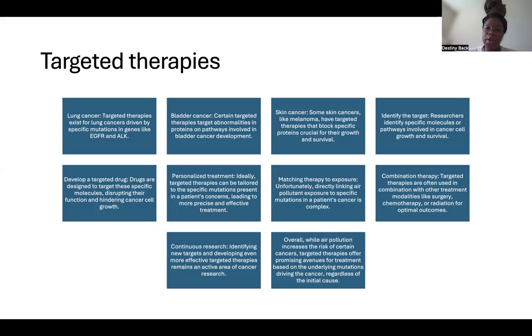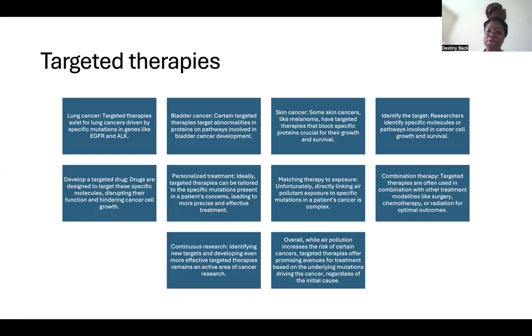Identifying the target: researchers identify specific molecules or pathways involved in cancer cell growth and survival. This leads to the development of a targeted drug. Drugs are designed to target these specific molecules, disrupting their function and hindering cancer cell growth. This leads to personalized treatment, in which targeted therapies can ideally be tailored to the specific mutations present in the patient's cancer, leading to more precise and effective treatment.